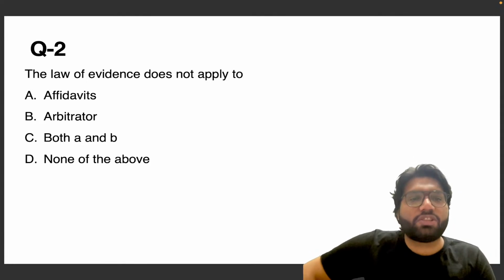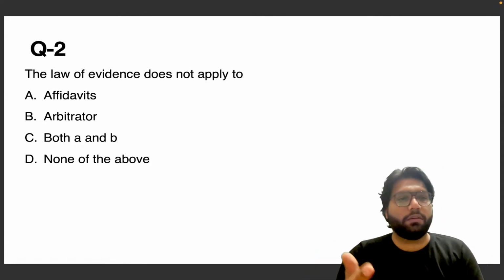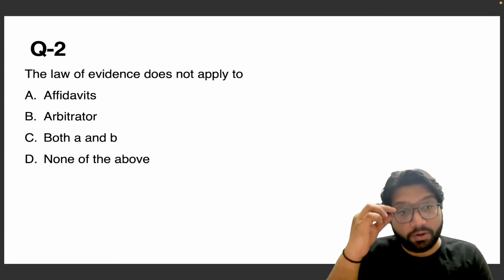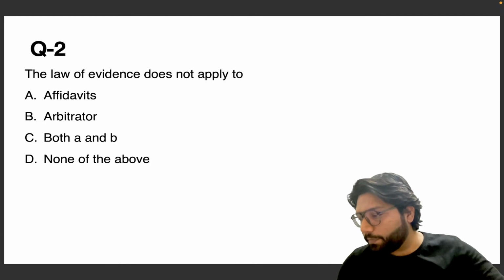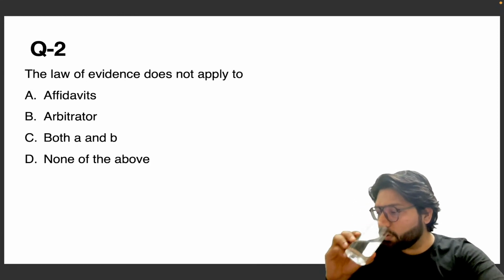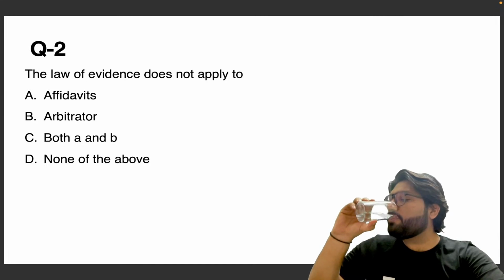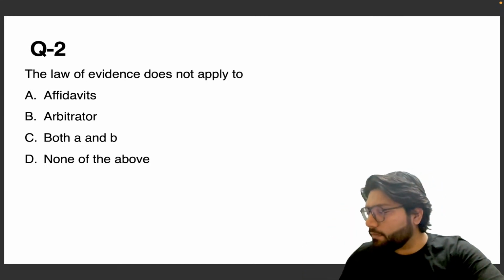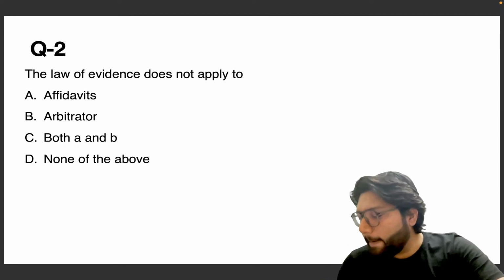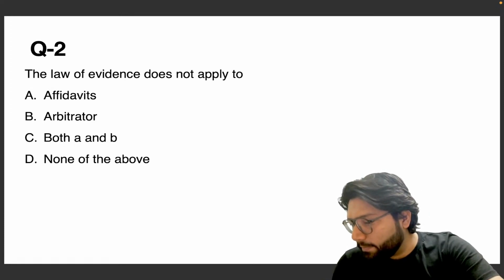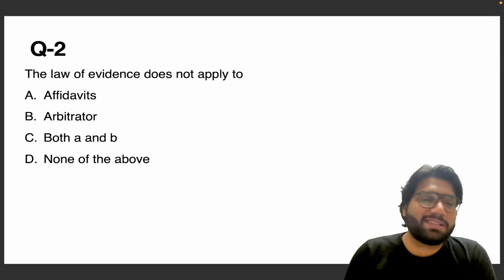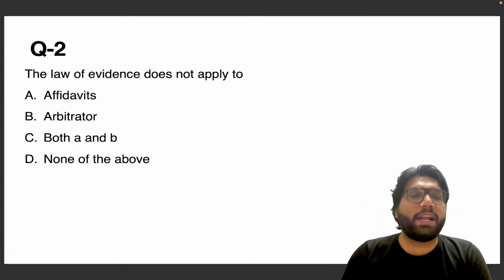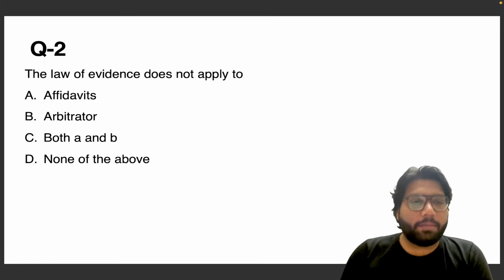The law of evidence does not apply to which one? A. Affidavits. B. Arbitrator. C. Both A and B. D. None of the above. First one to answer, Mosmi, followed by Sapna and Shivani. And yes, students, this is the correct answer. Law of evidence does not apply to affidavits and arbitrator.